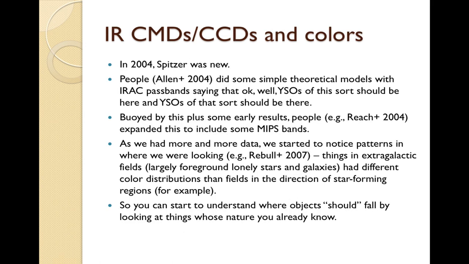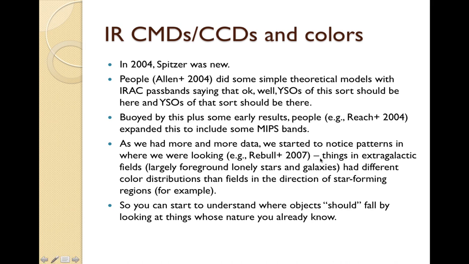Okay. So in 2004, when Spitzer was new, one of the plots I showed you came from Allen et al. 2004, and they were the ones doing some simple models to try to figure out where different young stars should be. Now, early on, when Spitzer was new, we were still trying to feel out where things could go. And so people started to include MIPS bands and make simple plots. As we got more and more data of more and more things that we knew about, that's what the Rebull et al. 2007 plots were of the Perseus molecular cloud.